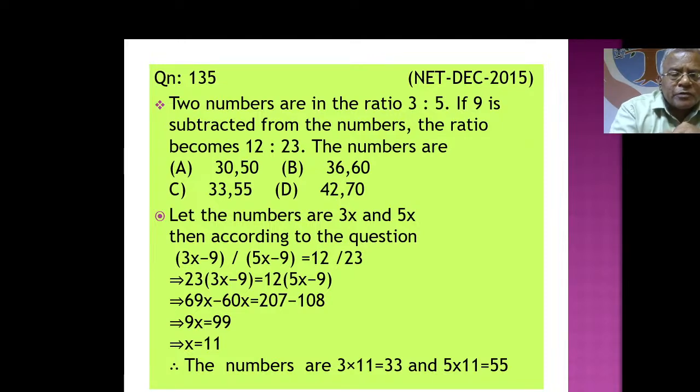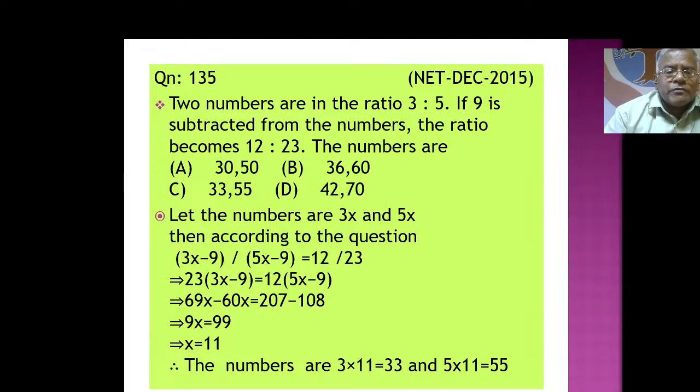Just calculate. If you multiply 3x into 23, it is 69x. This side, 12 into 5x is 60x. When it comes to the left side, it becomes minus, so 69x minus 60x. The number here, 207, is minus 207 on the left side. When it goes to the right side, it becomes 207, minus 108. You can calculate on paper also. So finally it becomes 9x equals 99. So x equals 11.